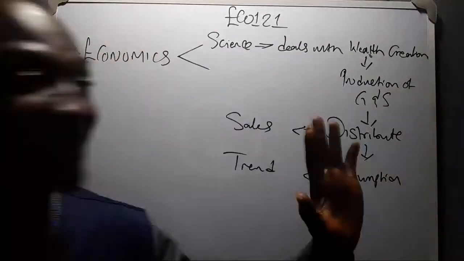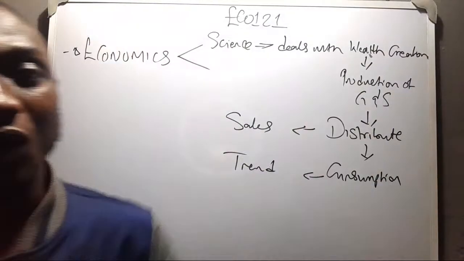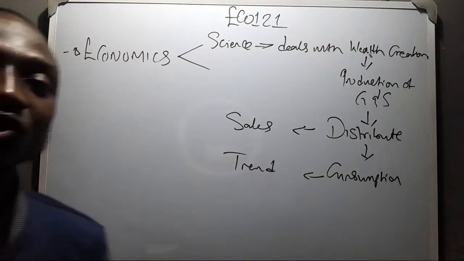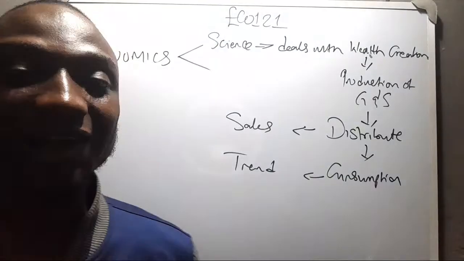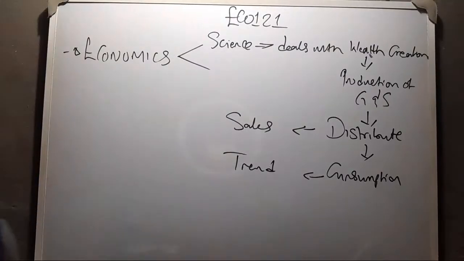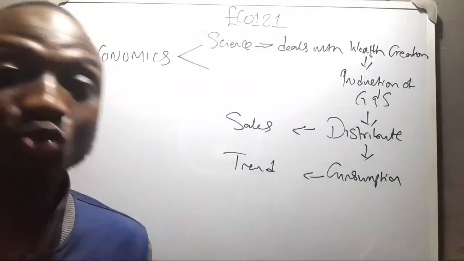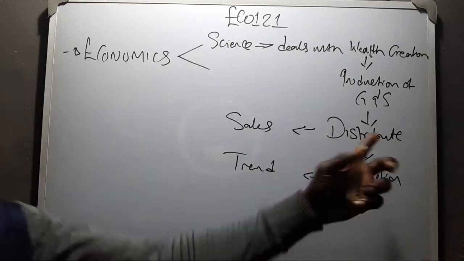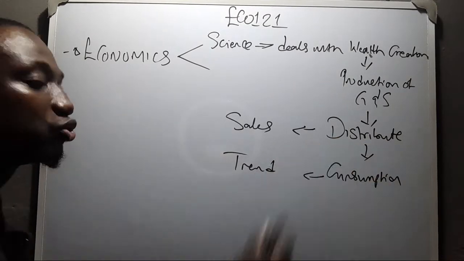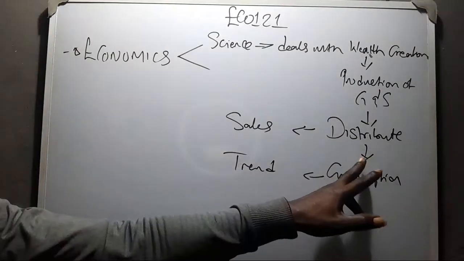And this science deals with, in particular, wealth creation. And how do you intend to create wealth? Now, this science said you have to produce goods and services. And these goods and services is what you can convert into wealth. Okay, now, is it good enough to just produce these goods and services? How do we convert it into wealth? Now, there's a process. You have to distribute. That distribution process is what we are now referring to as sales.